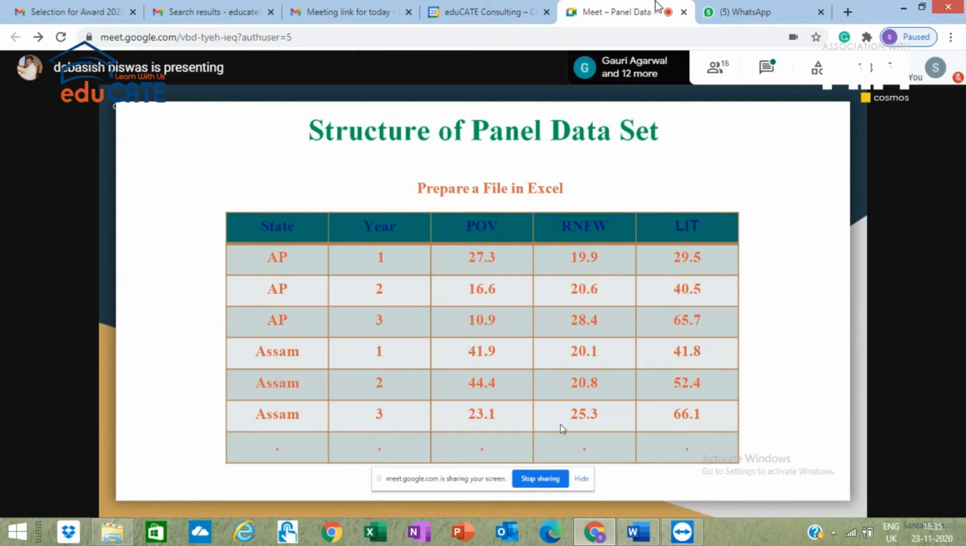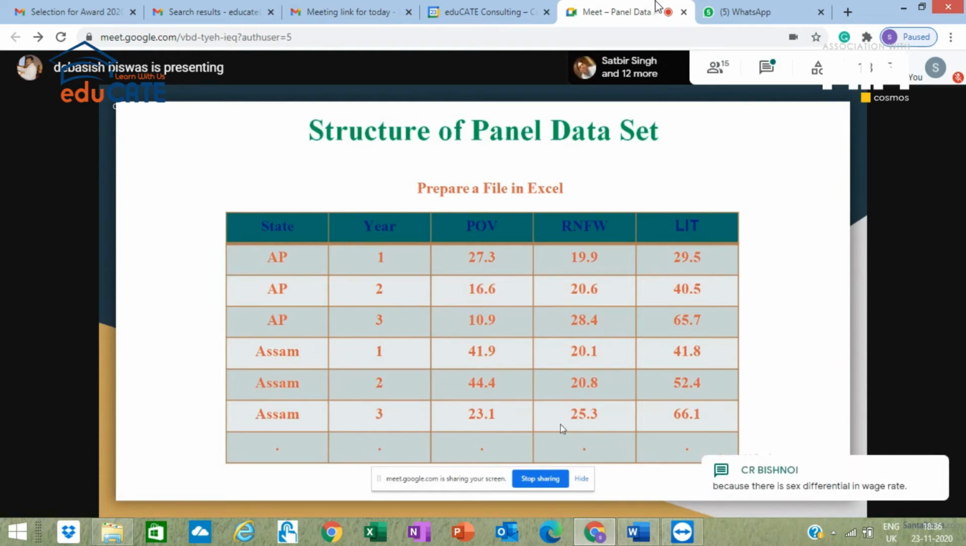Sir, if you use the panel data, then three types of model you can develop. That I will discuss later on. Also, just tell me whether the regression lines and the graphical representation are clear to you or not.